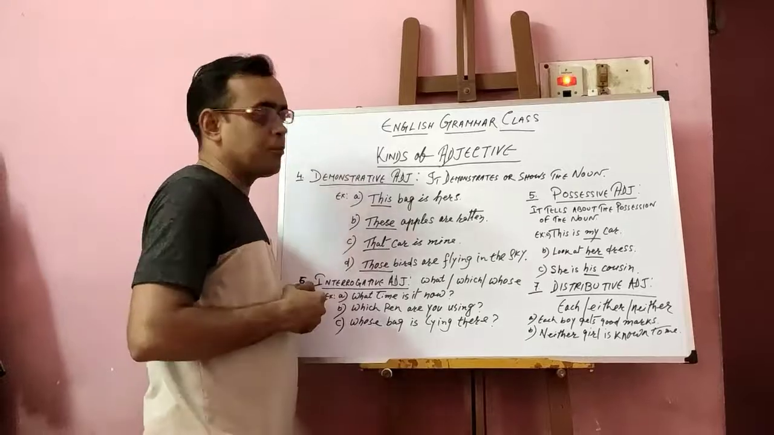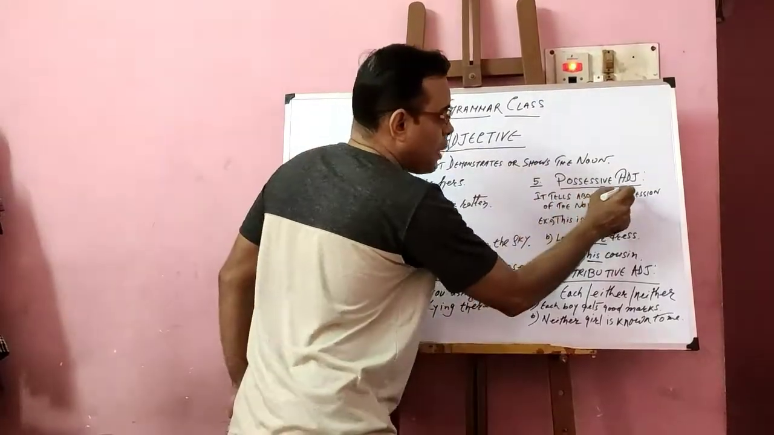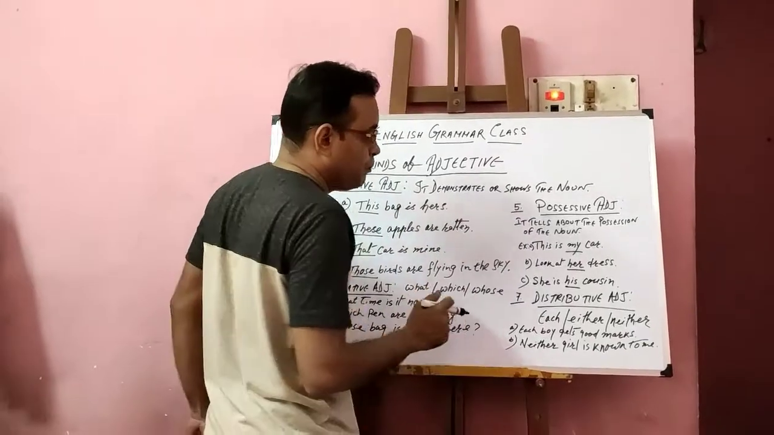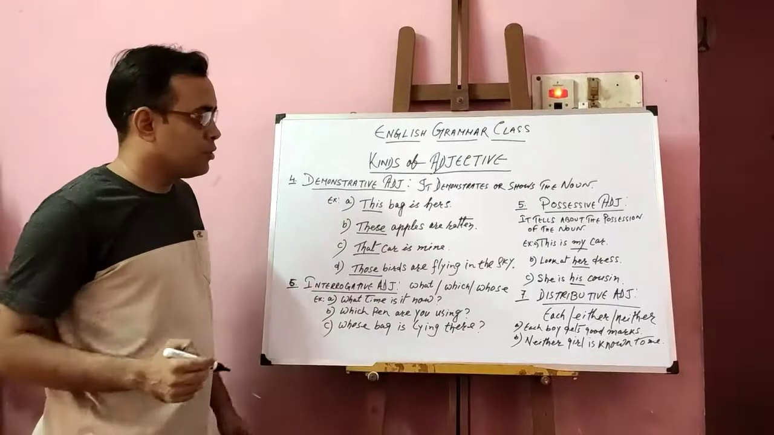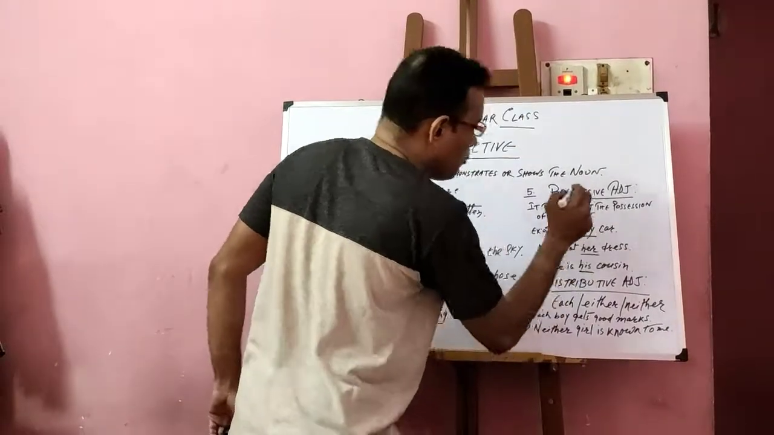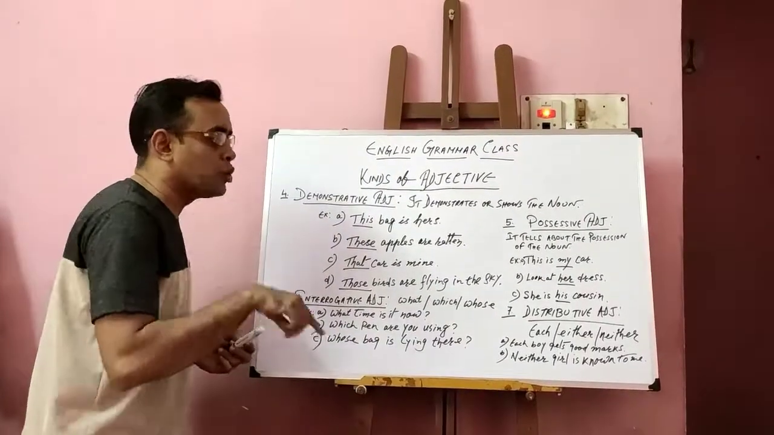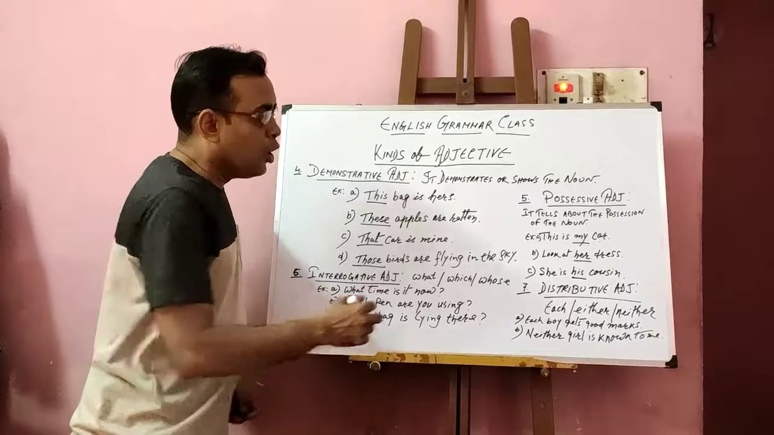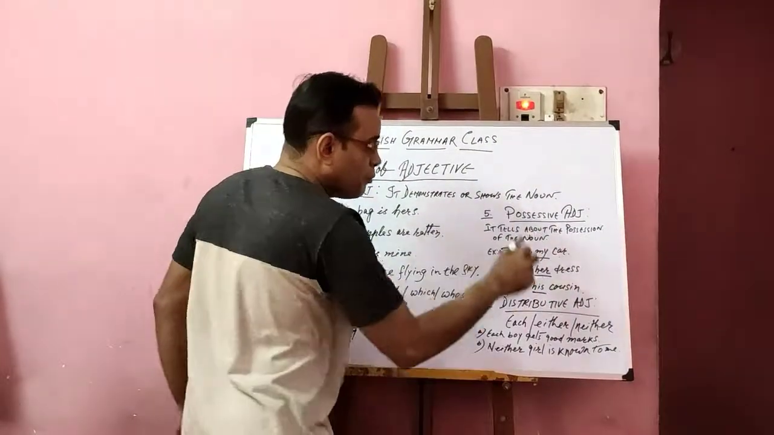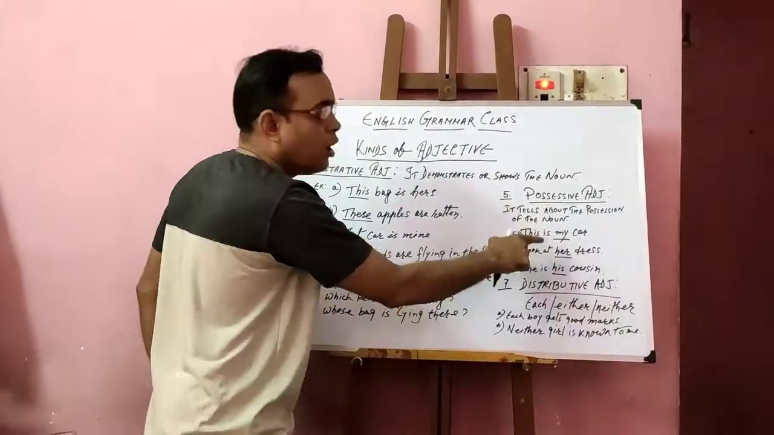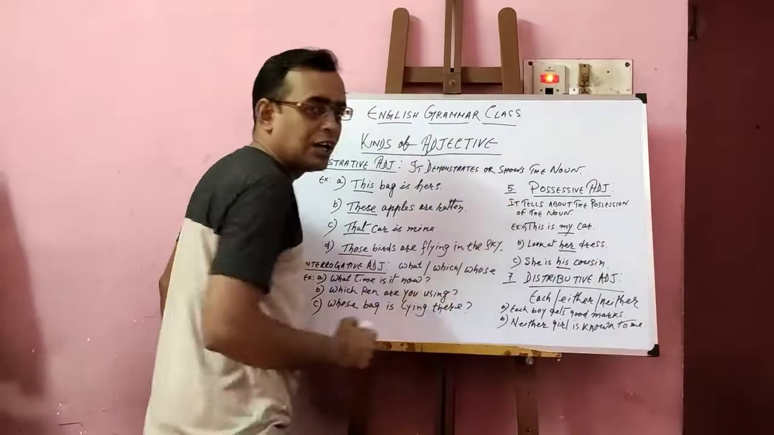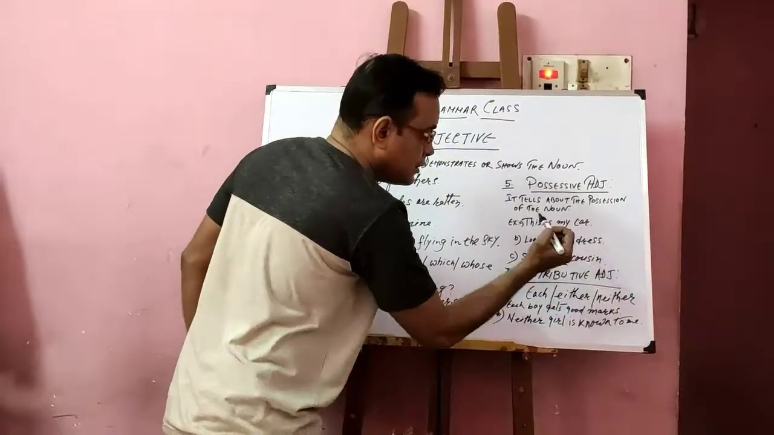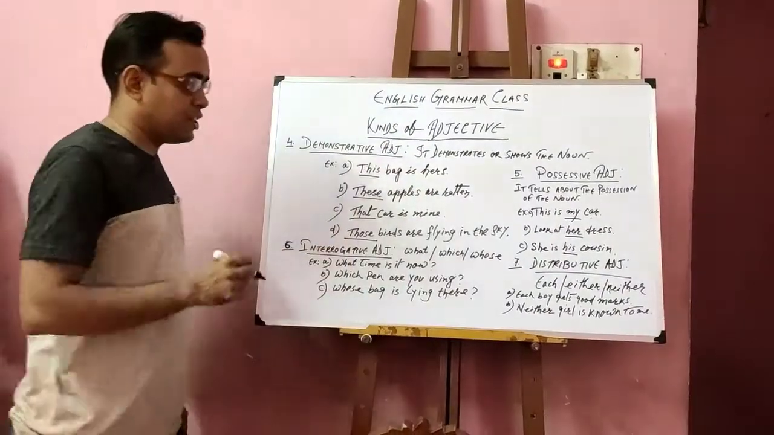Possessive is all about having. It tells about the possession of the noun, that which belongs to the noun. Example, this is my car. My car, so my is possessive. The word my describes the word car. Look at her dress. The dress belongs to her. That is why it's called possessive adjective. Number C. She is his cousin. Whose cousin? His cousin. So his is a possessive adjective.